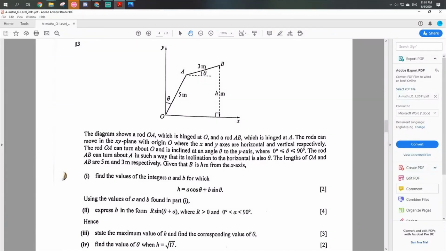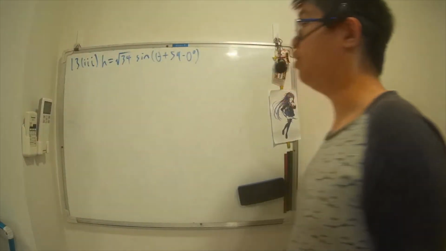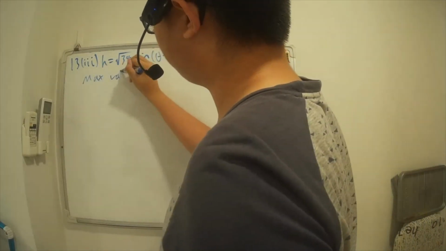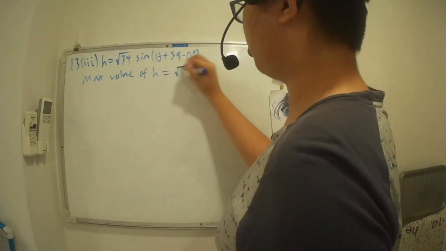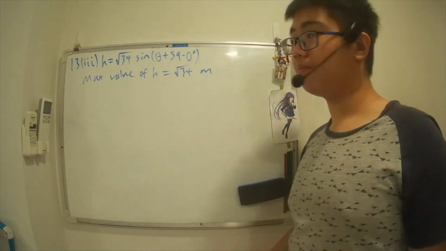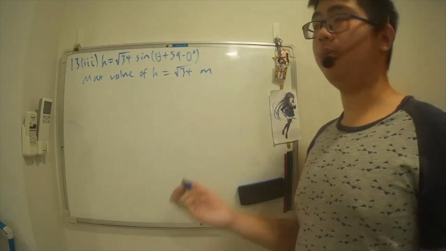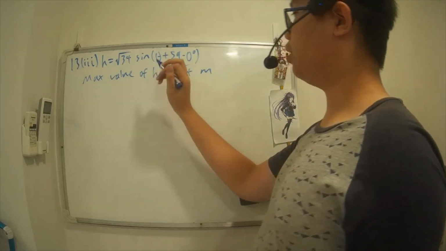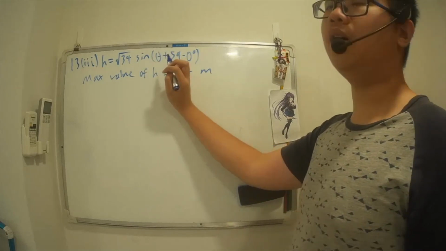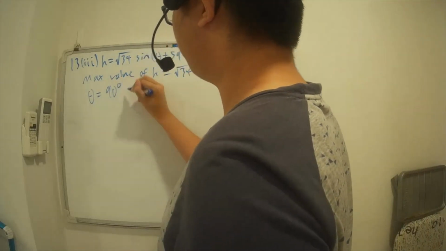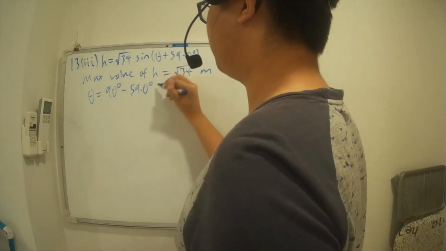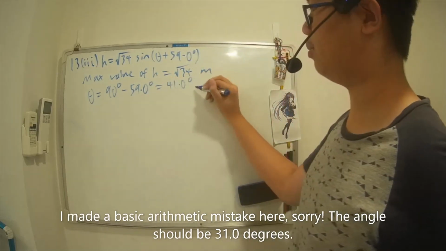Part 3, state the maximum value of h and find the corresponding value of theta. Alright, this should be quite easy, right? So the maximum value of h, of course, will be when this is equal to 1. So this is just square root of 34 meters, right? Okay, but what value of theta will it be? This will be when this is equal to 90 degrees, right? So theta will be equal to 90 degrees minus 59.0 degrees, and this is equal to 41.0 degrees. Simple enough?